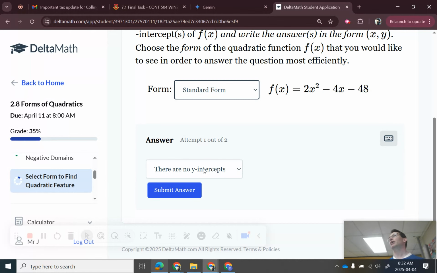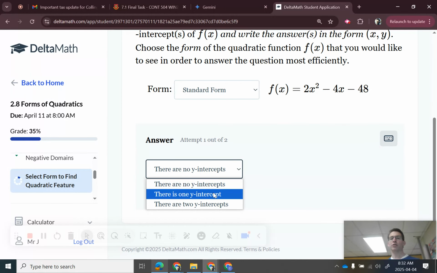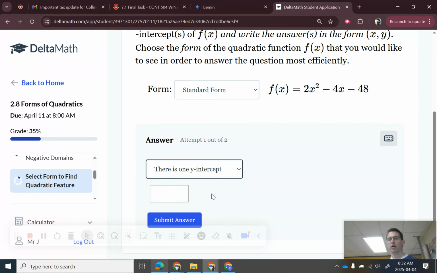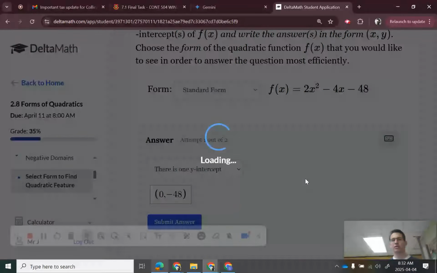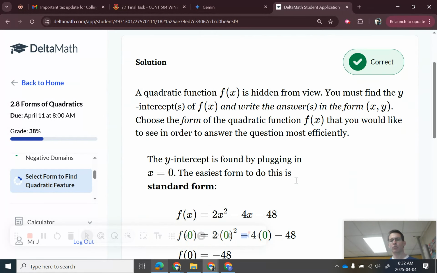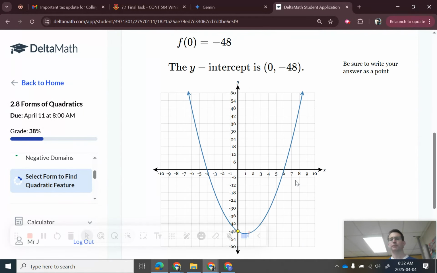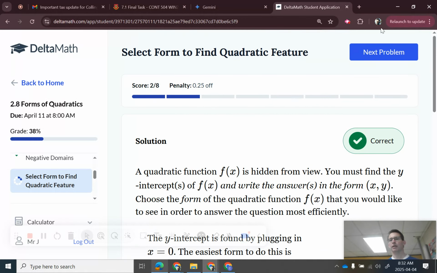Did we break Haley? That was the red. Oh, I see. So there is one y-intercept. There's never two y-intercepts. There's one. Okay, and it's the point (0, -48). I just read it off of this form. It's so convenient. Submit that answer. Yeah. There we go. Correct. Hooray. Next one.